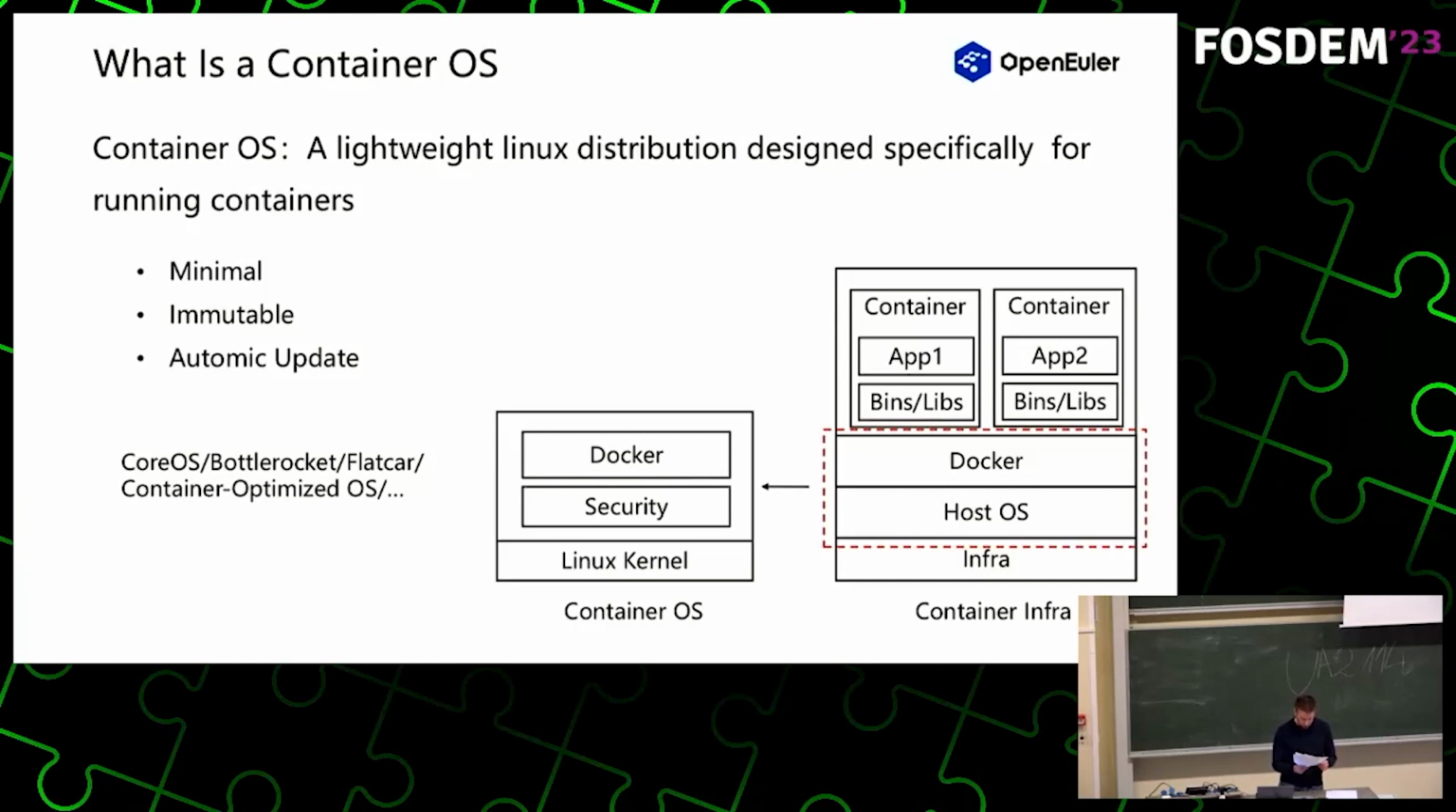CoreOS was started in 2013 and was the first widely used container operating system. You also have systems like AWS Bottlerocket, Flatcar, and Container-Optimized OS. Where am I here?